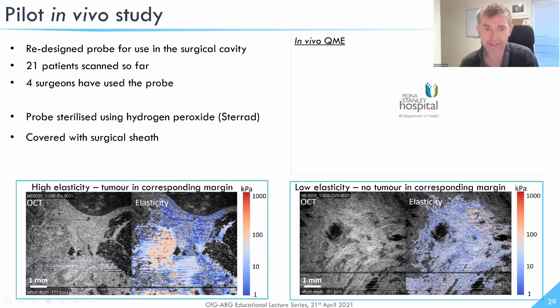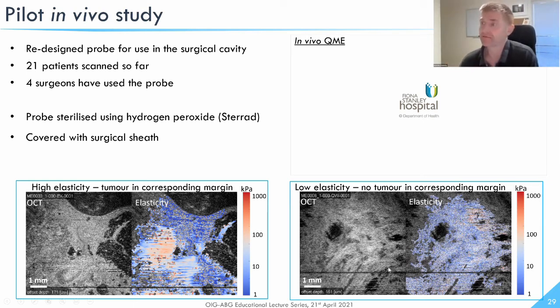We see elevated elasticity here. So in this case, the corresponding margin from the specimen that was excised was positive. This is the in vivo result showing that elevated stiffness. So it implies that we've scanned tumor here. And in this case, there was no tumor in the corresponding margin, and it's relatively low elasticity.